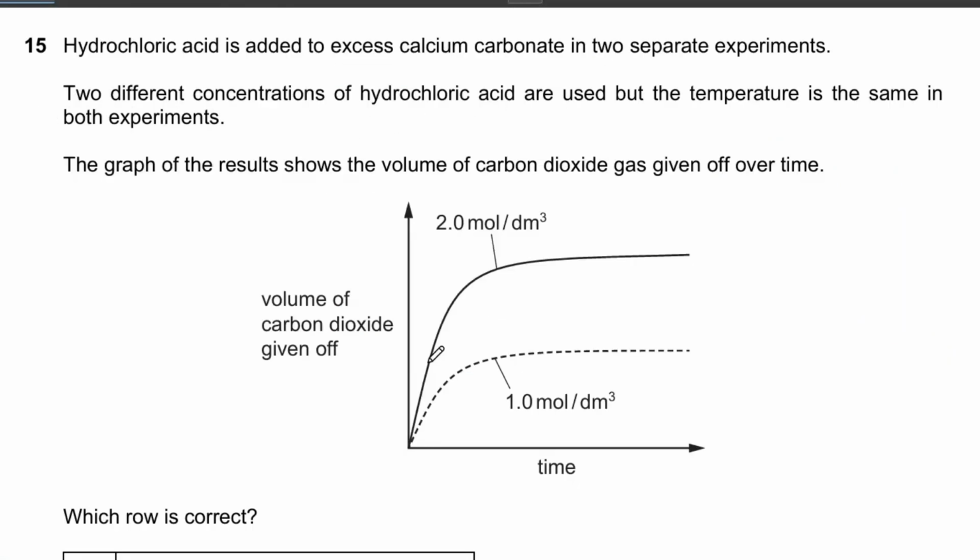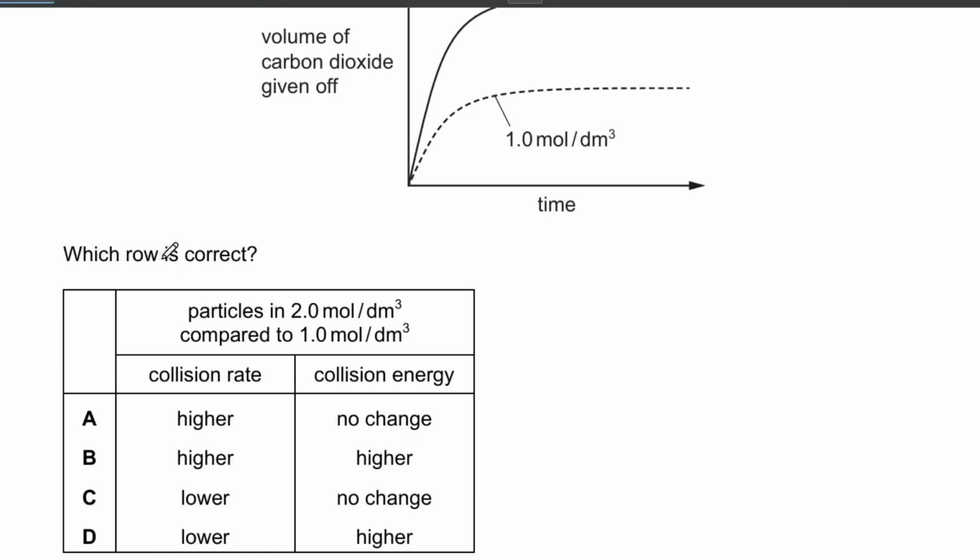Question 15. Hydrochloric acid is added to excess calcium carbonate in 2 separate experiments. 2 different concentrations of hydrochloric acid are used, but the temperature is the same in both experiments. The graph of the result shows the volume of carbon dioxide gas given off over time. So this is our graph showing us the different concentrations. Which row is correct? Particles in 2.0 mol per dm cubed compared to particles in 1.0 mol per dm cubed. So we are comparing their concentration.